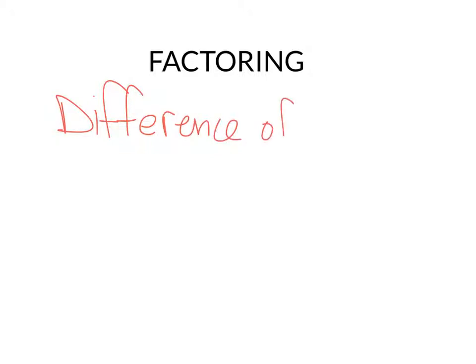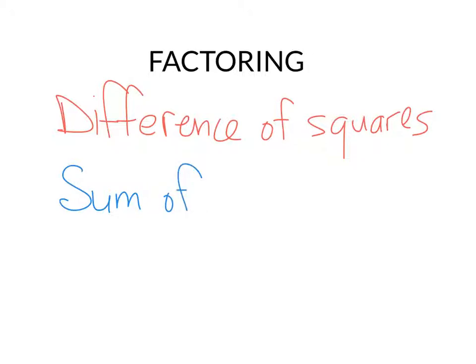In addition to your normal standard quadratic factorization, there are two special types of factors. One of them is called the difference of squares because it has a minus in it. And the other one is called the sum of squares.